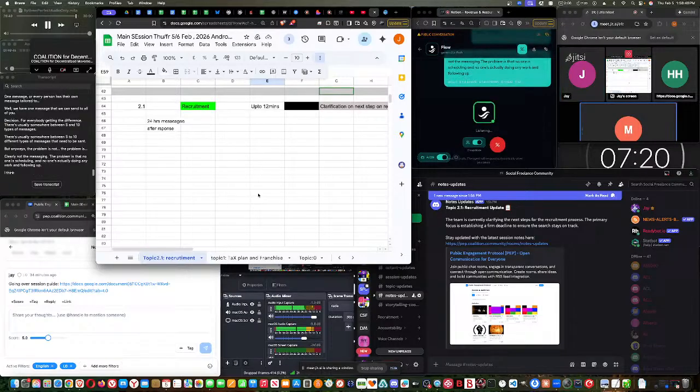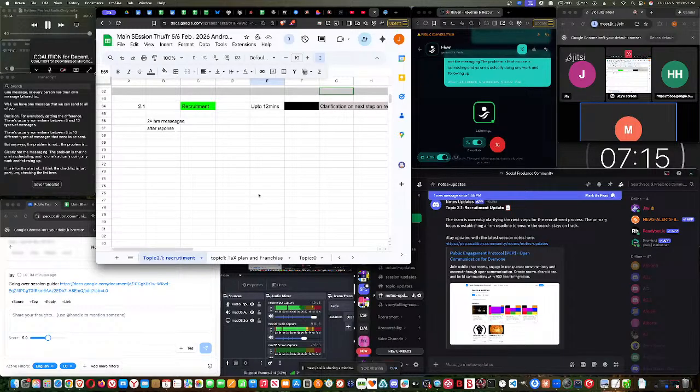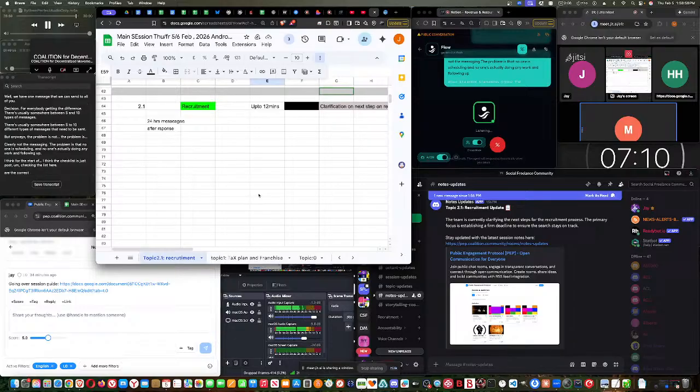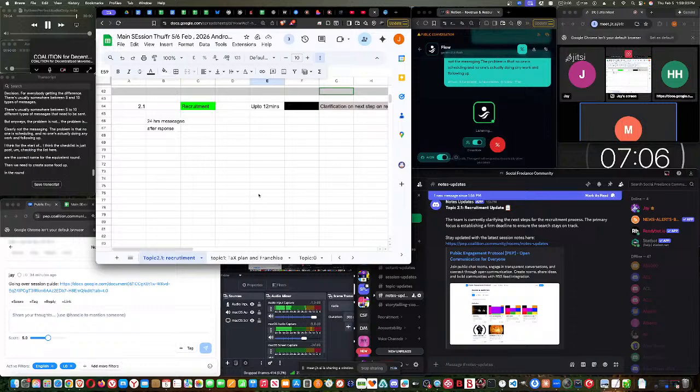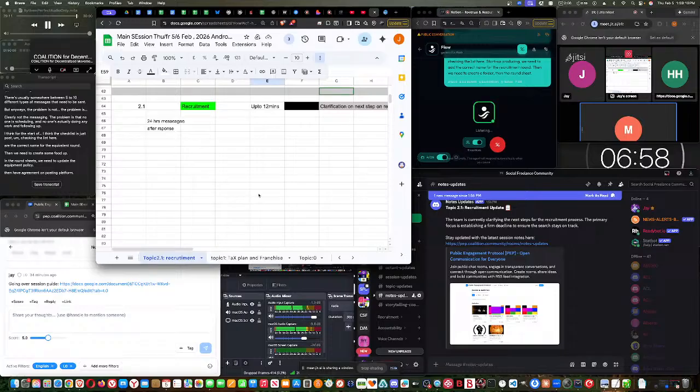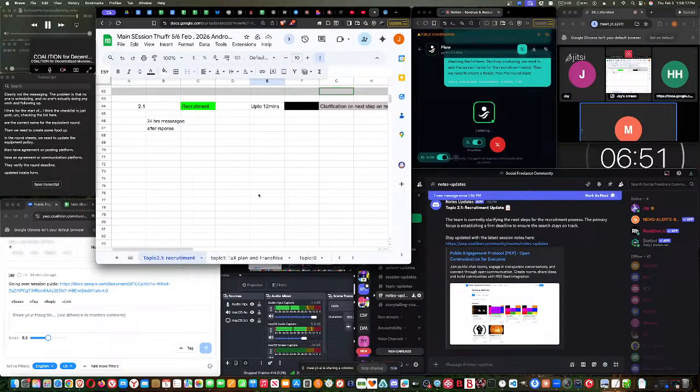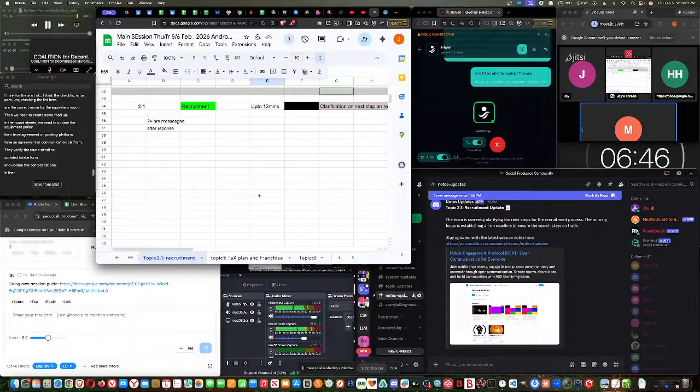I think for the setup, the checklist is just first checking the list here. Setup process: we need to have a correct name for the recruitment round. Then we need to create a folder. Then the round sheet. We need to update the recruitment policy. Then have agreement on the posting platform. Have agreement on the communication platform. Then verify the round deadline. Update the intake form. Then update the contact list form. Is that what is involved in the setup, right?